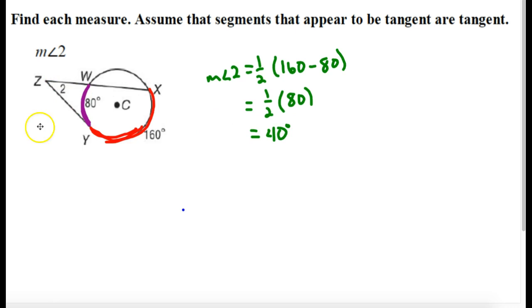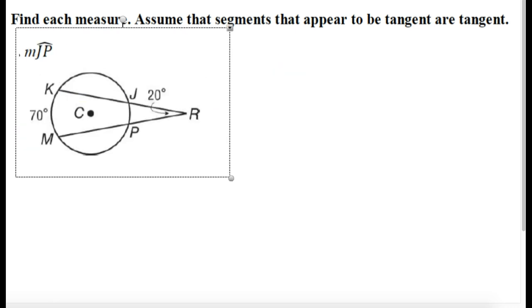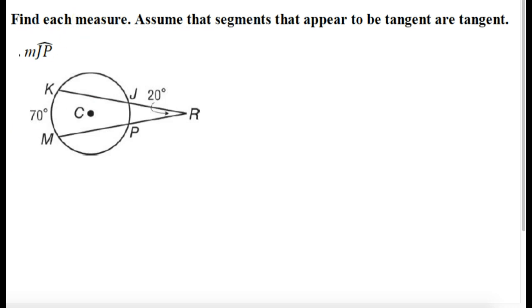All right. Two more. On this example, we are missing this arc. We are given this arc, and we are given the angle, but I want to find this arc. So I will call that x, and my setup is that the measure of the angle is equal to 1/2 of the difference of the two arcs.